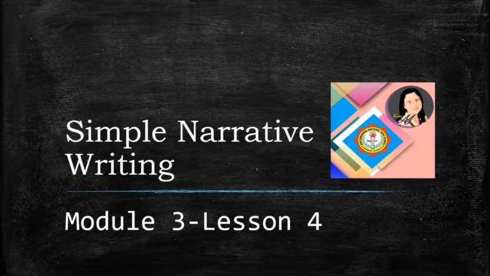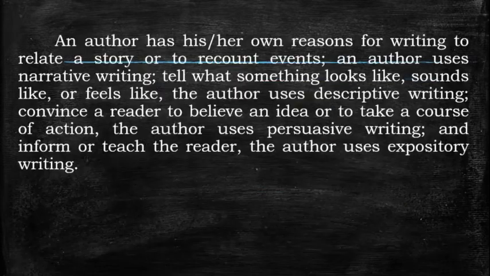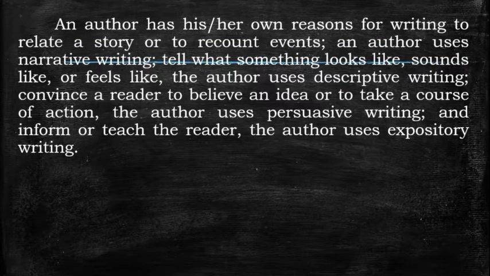We are now down to lesson 4 of module 3, which talks about simple narrative writing. An author has his or her own reasons for writing: to relate a story or to recount events. An author uses descriptive writing to tell what something looks like, sounds like, or feels like. The author uses persuasive writing to convince a reader to believe an idea or to take a course of action. And to inform or teach the reader, the author uses expository writing.